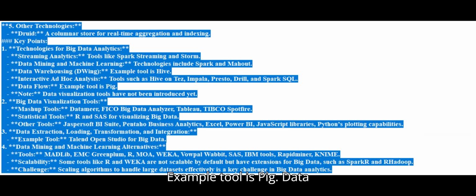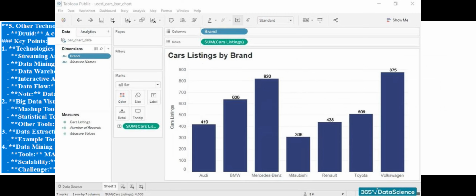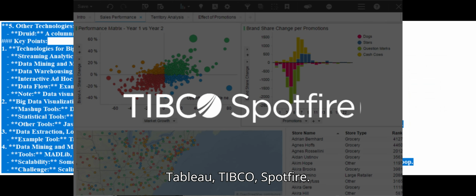Data flow, example tool is Pig. Note: data visualization tools have not been introduced yet. 2. Big data visualization tools. Mashup tools, Datameer, FICO Big Data Analyzer, Tableau, TIBCO Spotfire.